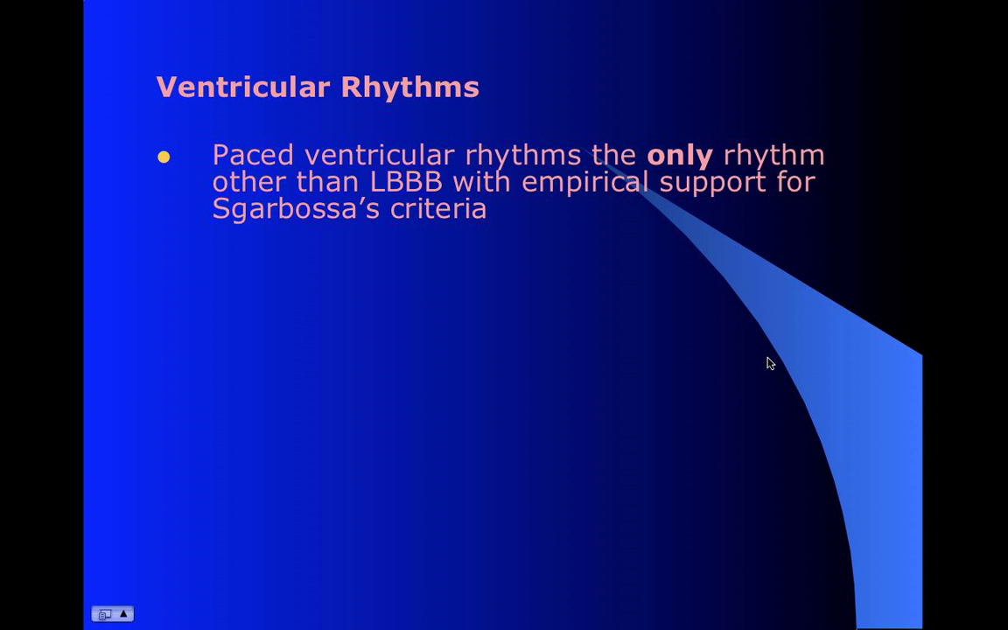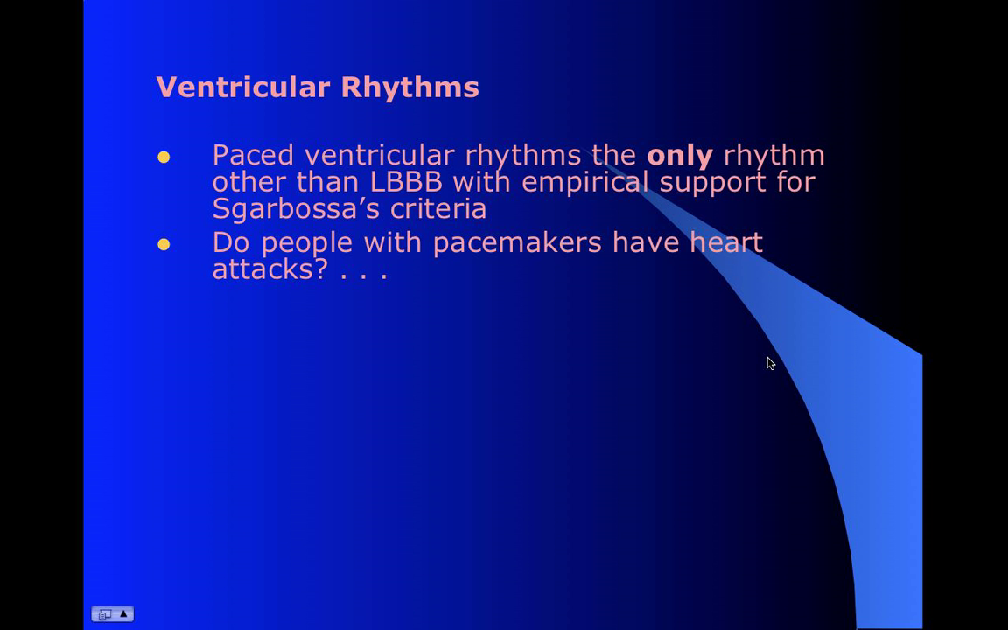All right. Ventricular rhythms. And by that I mean any rhythm that is in the ventricles. It could be paced. It could be even something like VTAC or a slower idioventricular rhythm. As we talked about, these are the only types of rhythms that I've actually had studies on them showing their validity for Sgarbossa. And these are people that we want to be able to read.